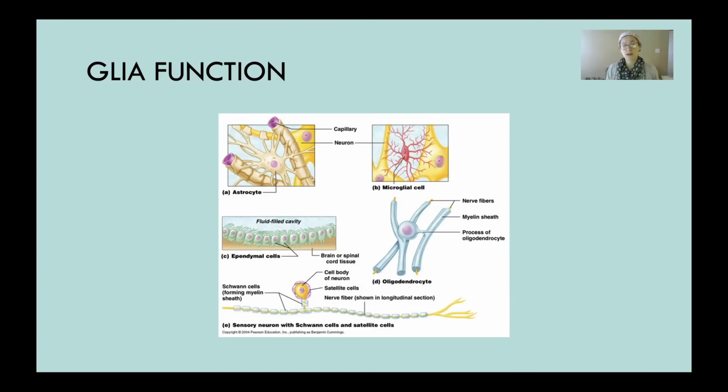And the Schwann cell in panel E at the bottom actually does the same thing, but it does so in the peripheral nervous system. These cells are just called something different when they're in a different part of the nervous system, and they're shaped a little bit differently, but their function is the same.